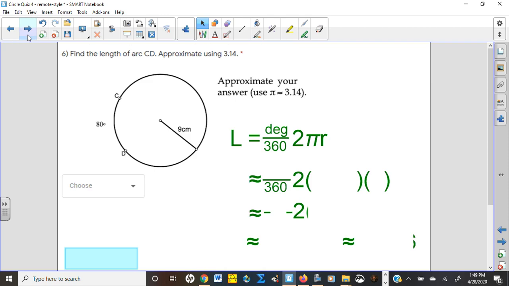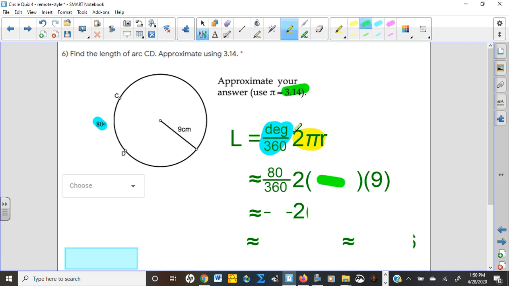Now we're getting into arc length. So arc length is a fraction of the circumference. We know circumference is 2 pi r, and then we just multiply by the fraction out of 360 degrees, keeping it simple here. CD looks like 80 degrees on this problem, so let's throw an 80 in here. The radius is 9, so let's throw a 9 in for the radius. And they did tell me to use 3.14, so we'll throw 3.14 in as an approximation for pi.